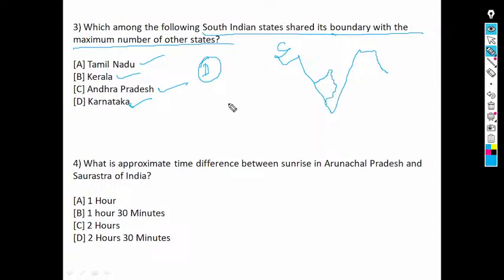Is it Karnataka? Because Karnataka is surrounded by 6 states, we will discuss later. As I said, after every 2 successive questions we will discuss.